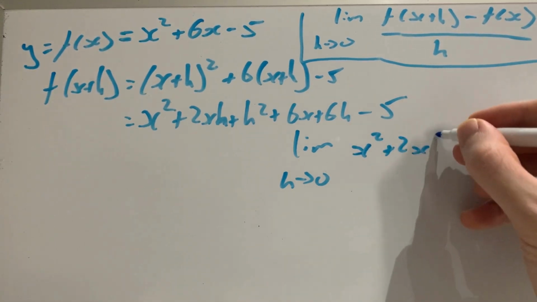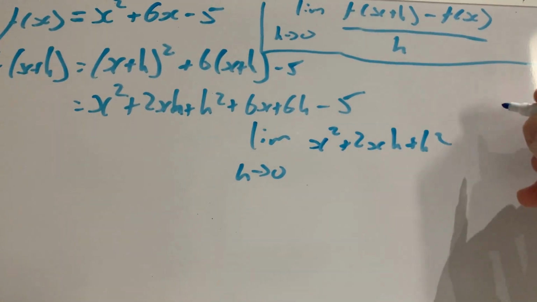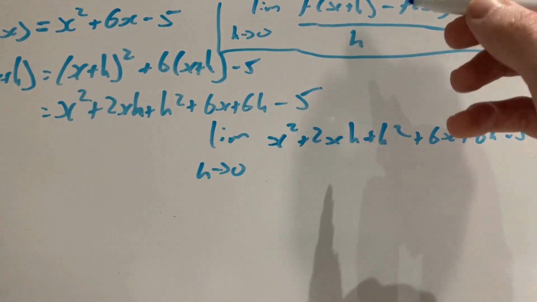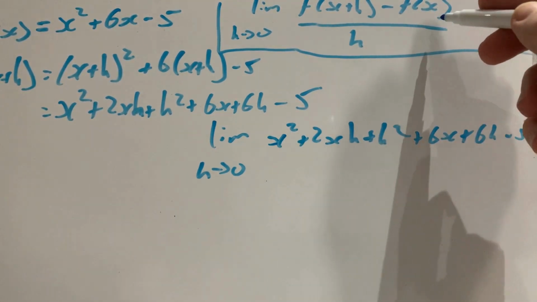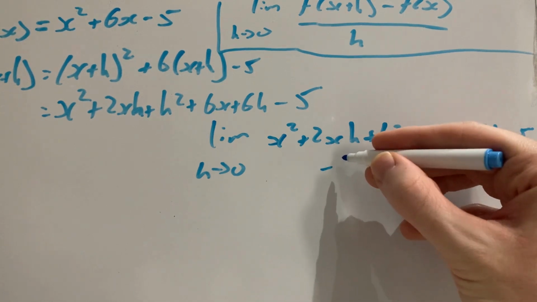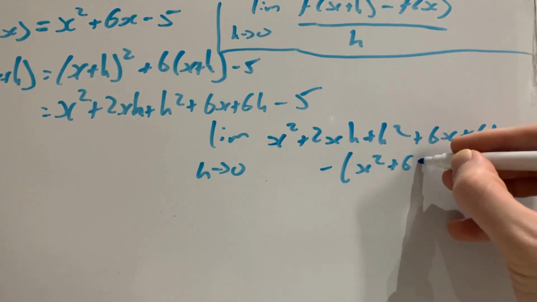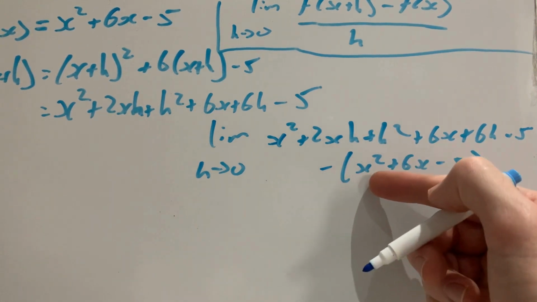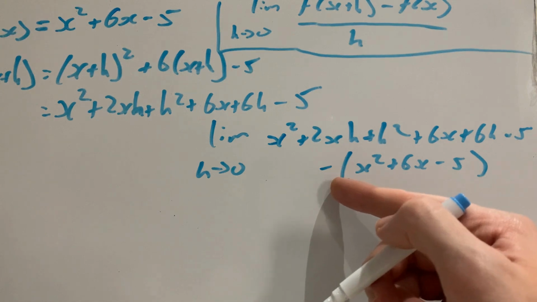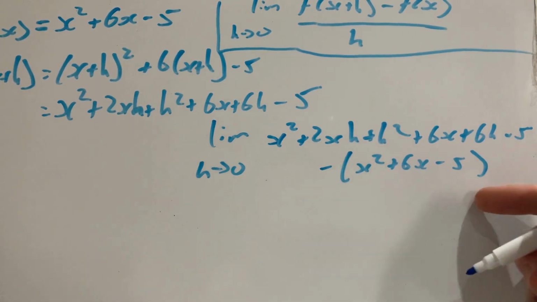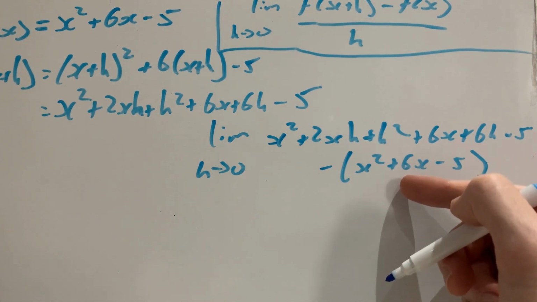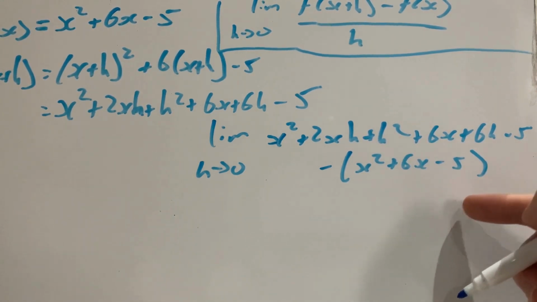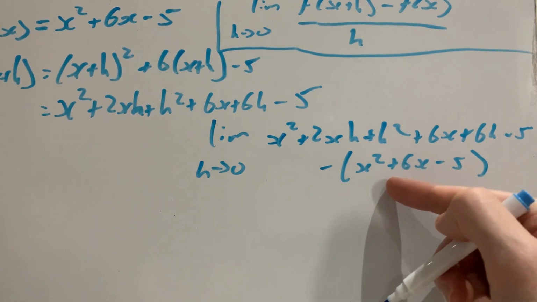x squared plus 2xh plus h squared plus 6x plus 6h minus 5. So we've run out of room, so I hope you forgive me. I'm going to go under here where we're going to take off f of x, which was x squared plus 6x minus 5. And it's important that we keep this in the bracket because we're taking off all of this. It's not just take away x squared, because if we didn't have the bracket here, we'd have minus x squared, and these guys would stay, this would stay 6x, and this would stay minus 5. But we're taking away all of this, so we need it in a bracket. And that's important because the signs are going to switch.